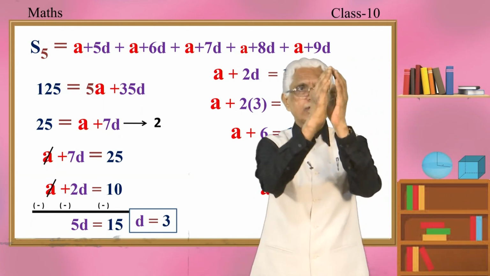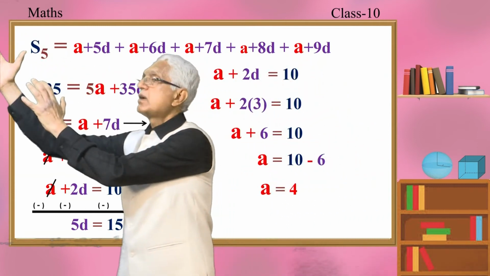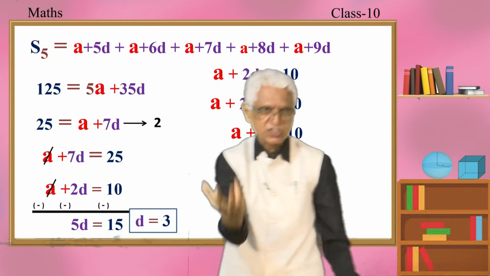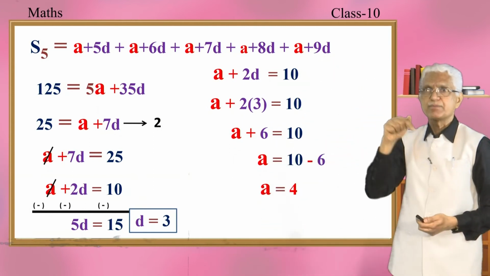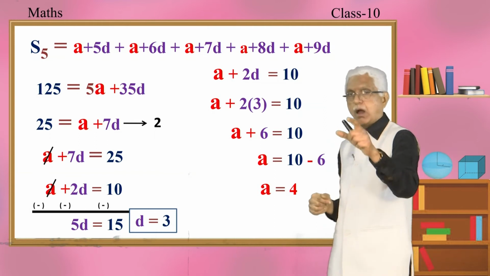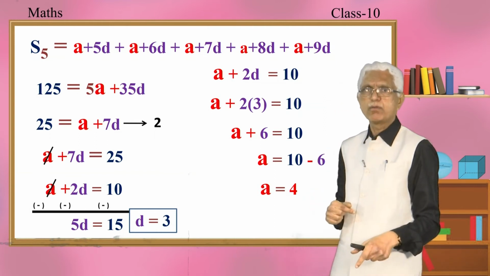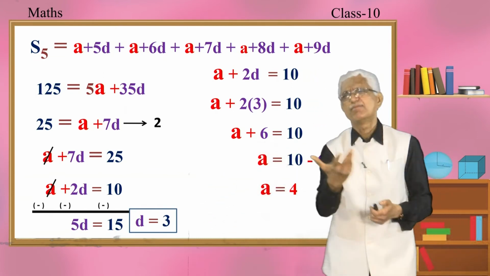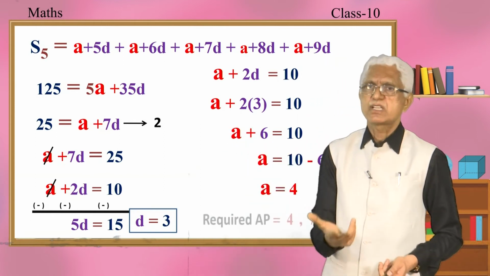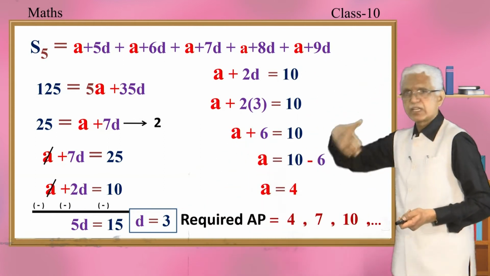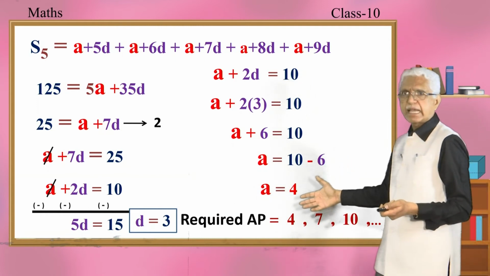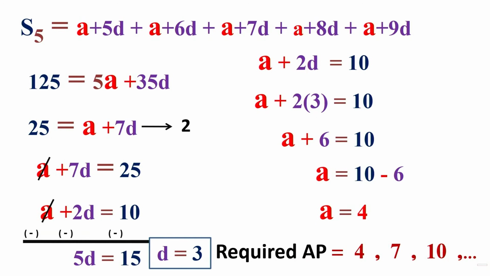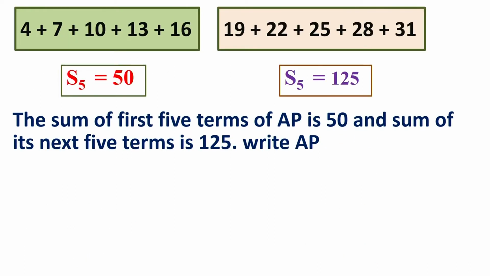Remember, they gave you the sum of the first 5 terms, and they gave you the sum of the next 5 terms. They wanted you to extract the AP from that, and using the knowledge of the AP and various formulas you have learned, you calculated d to be 3 and a to be 4. Writing the AP is first term, plus difference, plus difference, plus difference. First term is a, 4; second term, 4 plus common difference 3, is 7; plus common difference 3, 10. So you got your AP. Correct? This is a beautiful problem and a very, very important problem, my dear children.